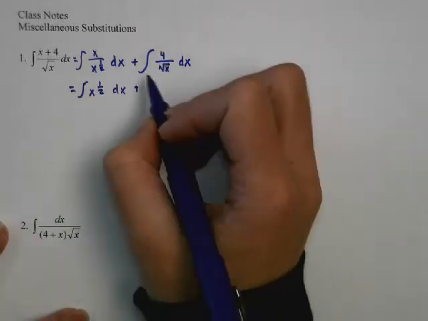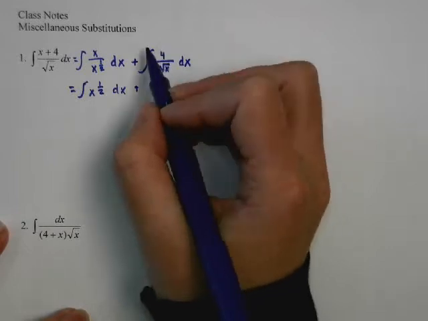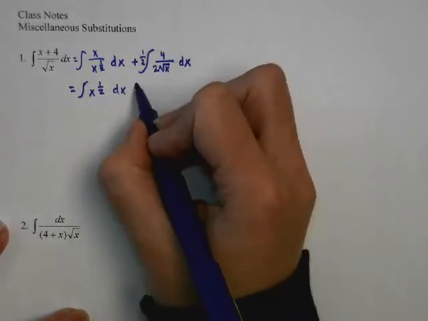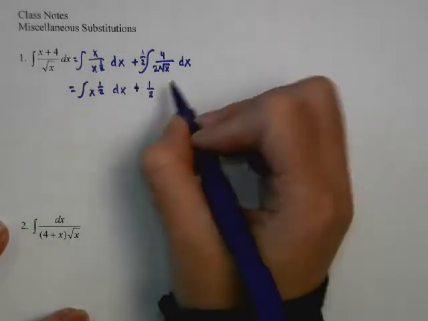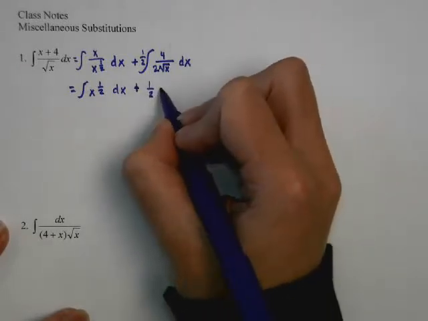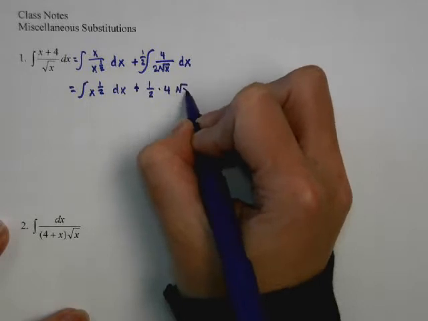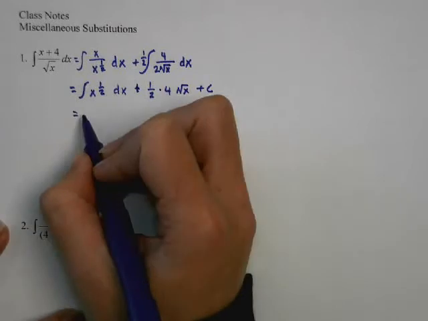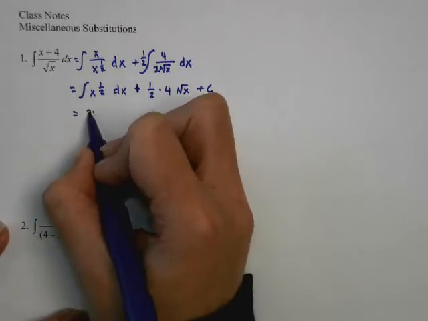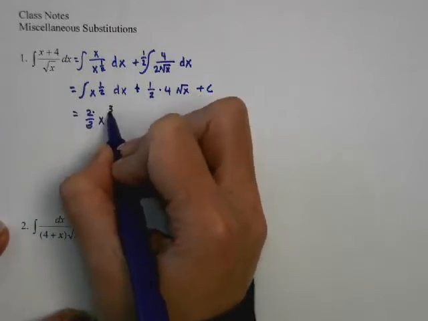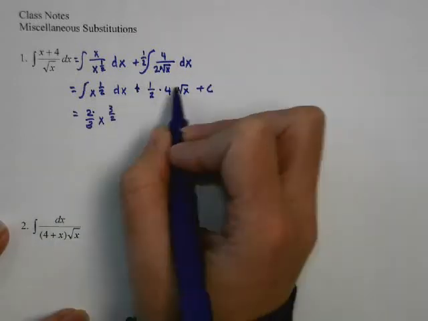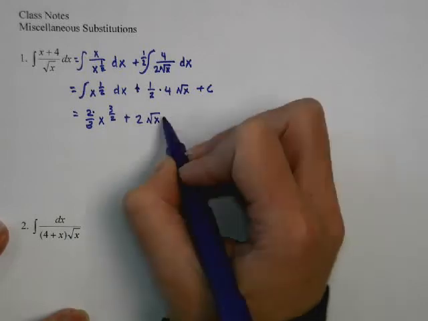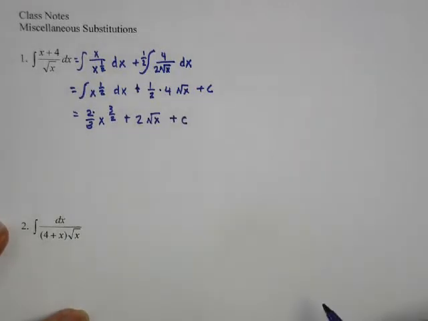I left the radical here because I'm going to make this a 2, makes this a 1/2. So this is going to be 1/2 times 4 square root of x. Now I'll do this integral and add that along. So this is going to be 2/3 x to the 3/2 using the power rule. This will be plus 2 root x, or x to the 1/2, plus c.